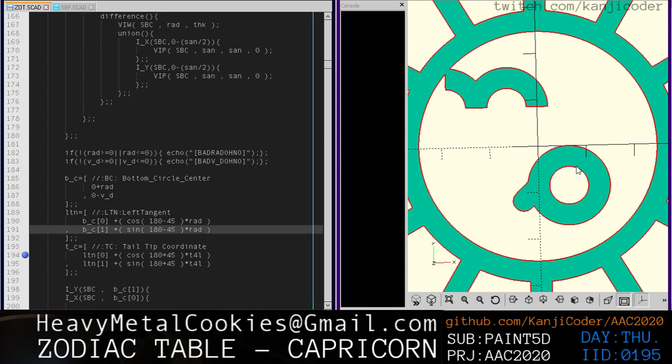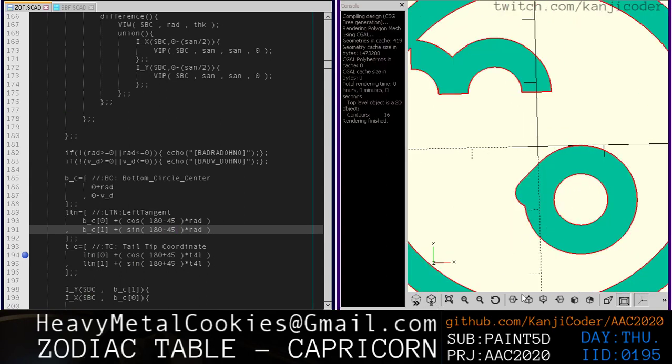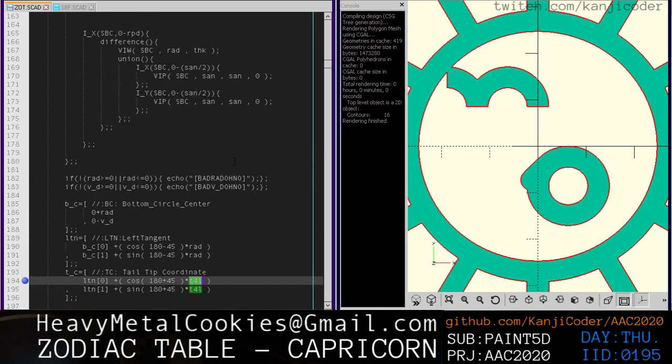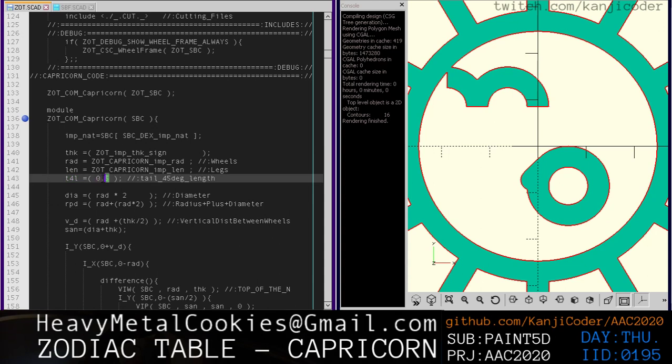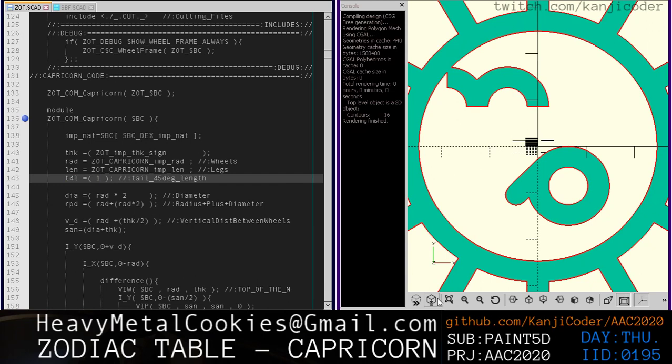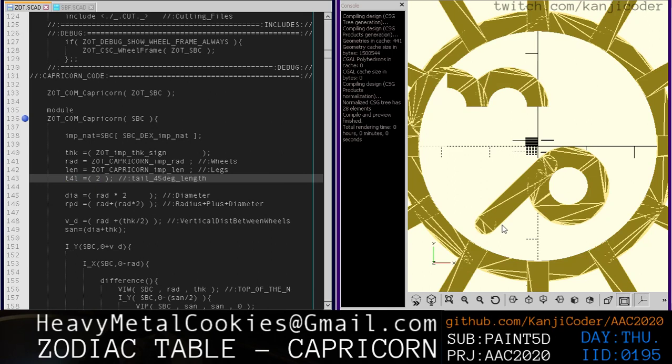Let's do F4 and see what we have there now. And so now that's tangent. That's nice and tangent. And now we need to make it a little bit bigger. So this tail length, let's increase that, let's make it 1. Okay, F4. And then I'm thinking even longer. I'm thinking 2 maybe. Let's try 2. F4. Oh, that's a little bit too long, so maybe 1.5.